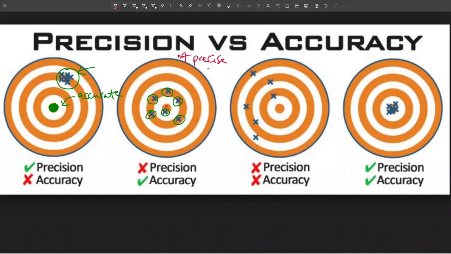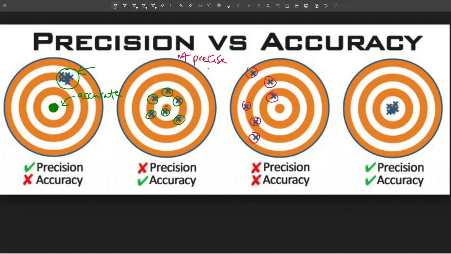So let's look at this one. Let's see if it is precise. Okay, we have 1, 1, 1, 1, 1. Obviously, you can see they are not precise. Precision talks about what? Closeness of values to each other. You can see each of the points is not close to each other at all. So definitely not precise.